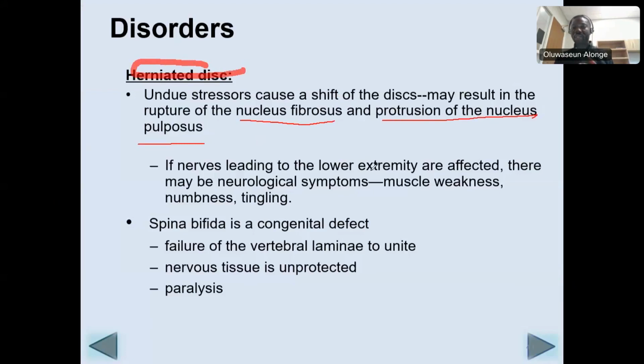If the nerves leading to the lower extremity are affected, then there may be neurological symptoms such as muscle weakness, numbness, or tingling. Spina bifida is a congenital disorder. It is when the vertebral laminae fail to unite. In such a case, the tissues are not protected and it may lead to paralysis. That's what you see in newborns or in little kids, and they are not able to maintain some postures.